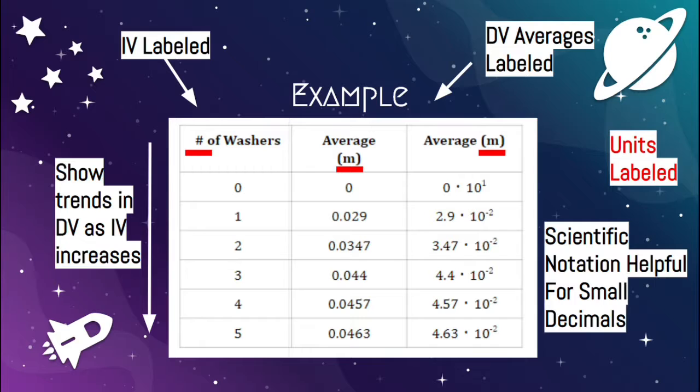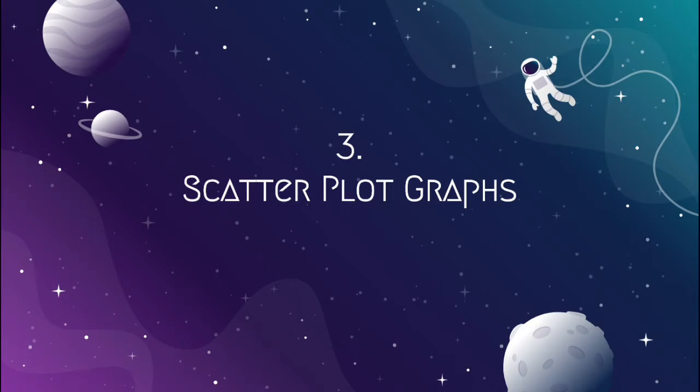You may also notice that this example has a column for scientific notation. It helps to use this form when dealing with very small or very large numbers, but typically, data processing tables only have two columns, one for the independent variable and one for the dependent variable. Next, we'll move on to scatter plot graphs.